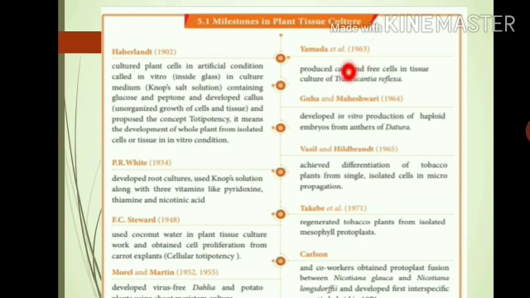Then next scientist was Yamada et al., in the year 1963. He produced callus, that is called calli. Those calli were produced from free cells in tissue culture of one of the plants, that is called Tradescantia reflexa. That Tradescantia reflexa is one of the plants.